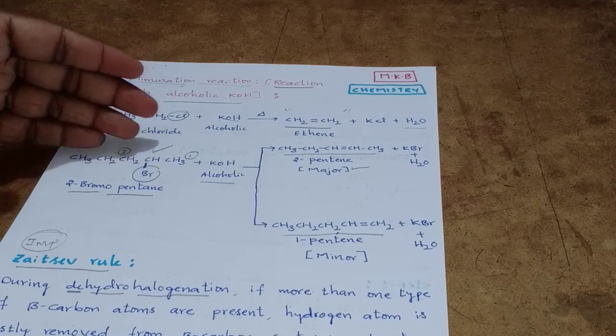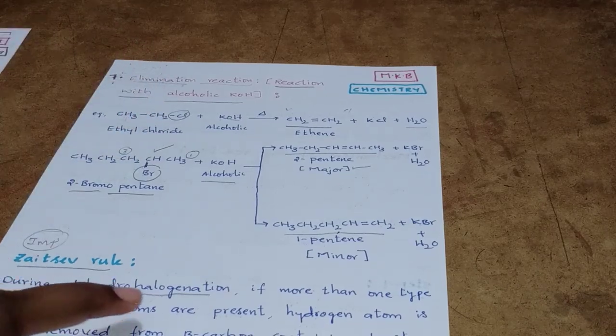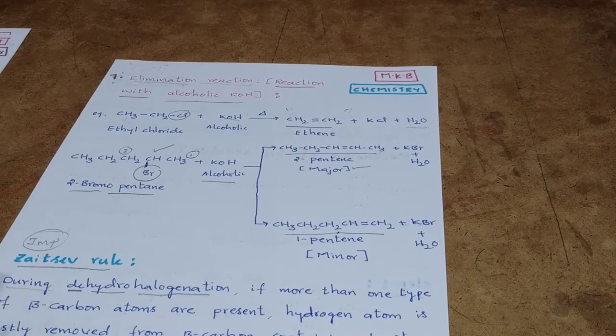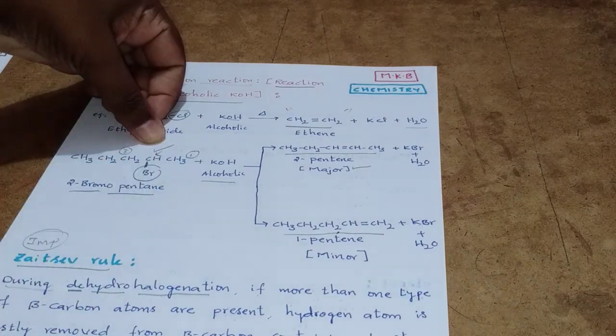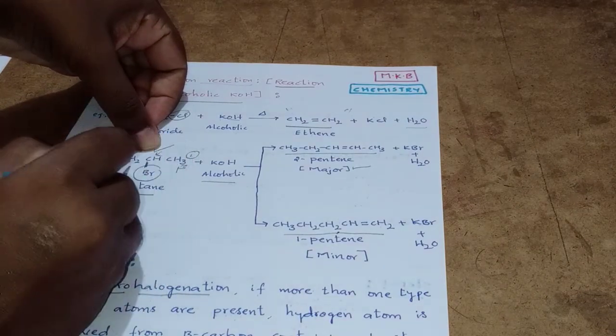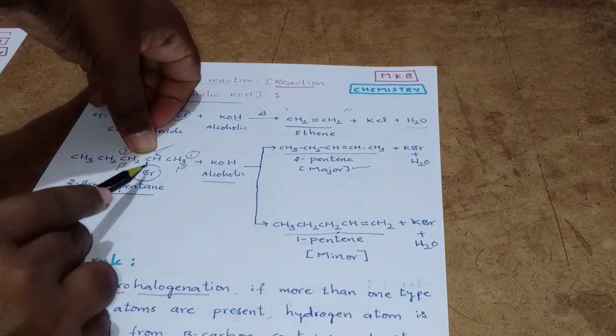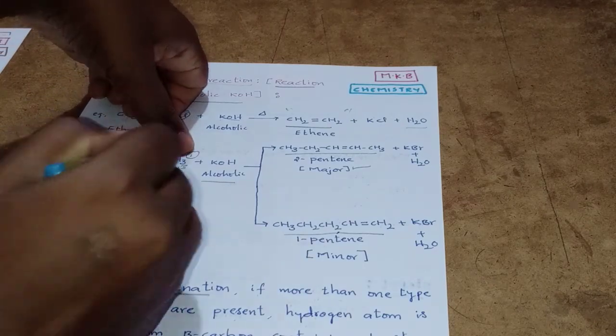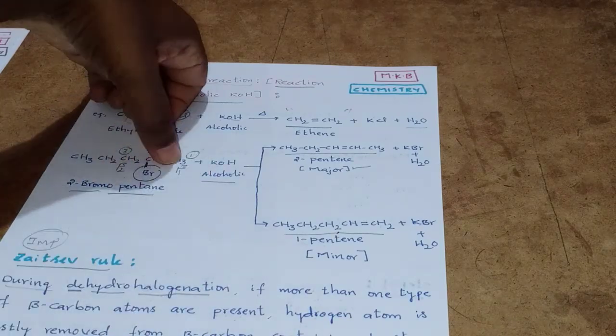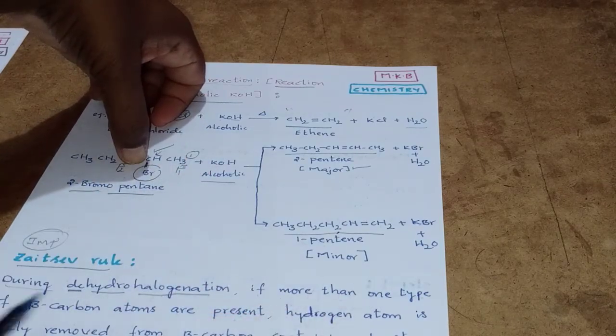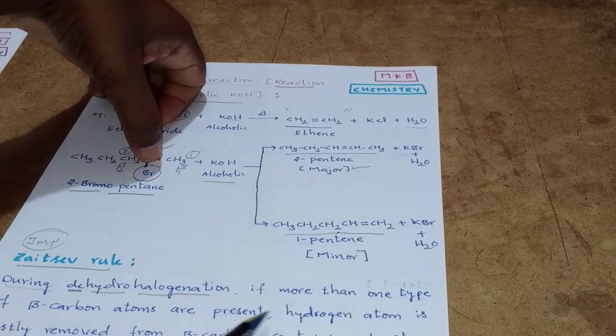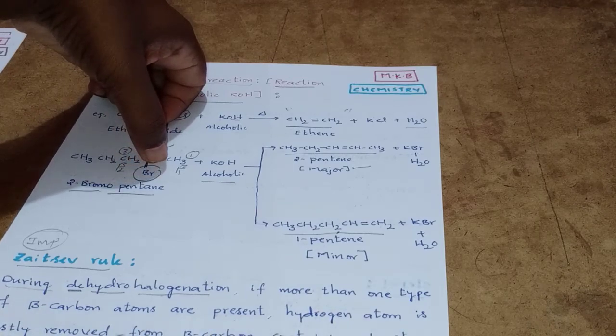That process, in a single word, we can say dehydrohalogenation. During dehydrohalogenation, if more than one type of beta carbon atoms are present, the carbon carrying the substituent is called alpha carbon and the adjacent carbon atoms are beta carbons. So I have more than one type of beta carbon, that means beta 1 and beta 2. Two beta carbon atoms are there. So if more than one type of beta carbon atoms are present, the hydrogen atom is mostly removed from the beta carbon containing the least number of hydrogens.